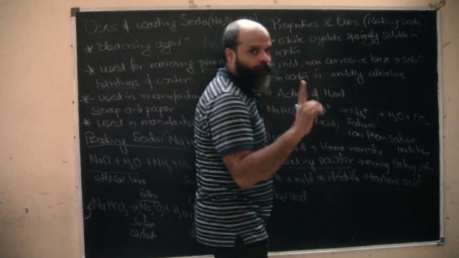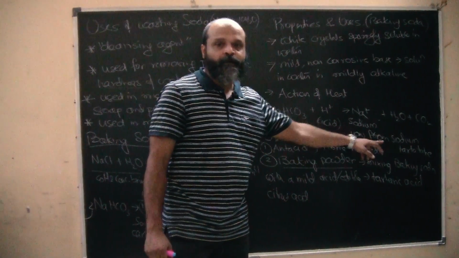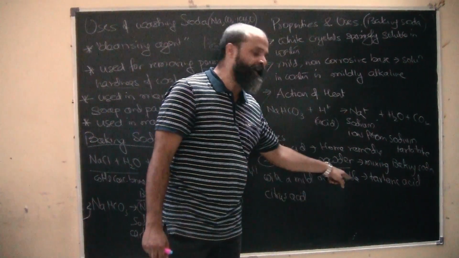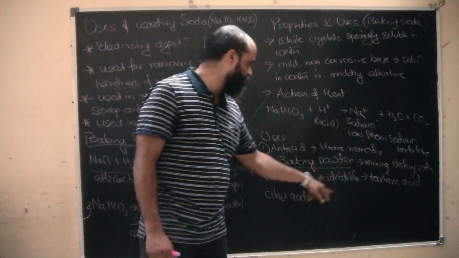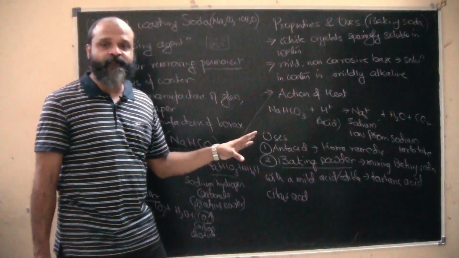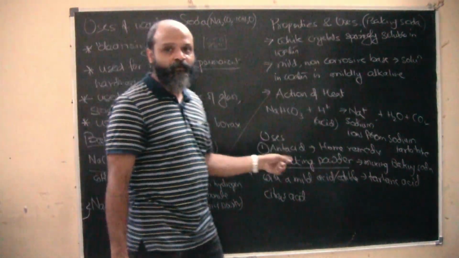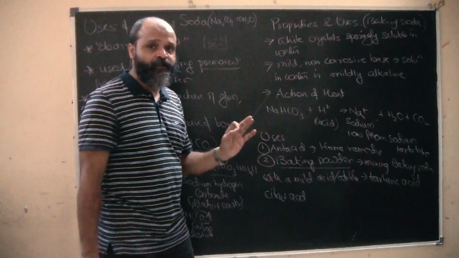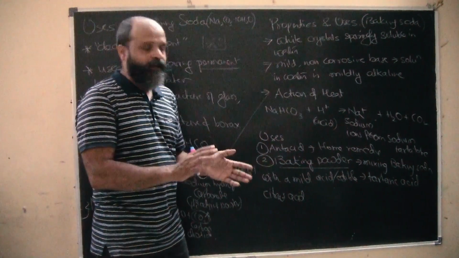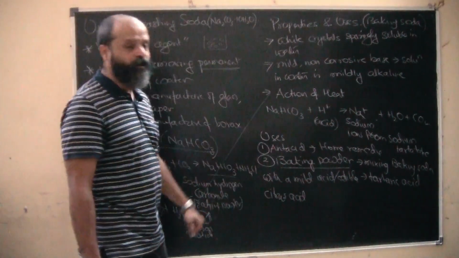So always remember, baking powder is different. Baking powder is made by mixing baking soda with a mild and edible acid like tartaric acid or citric acid, okay. However, baking soda is pure sodium hydrogen carbonate. However, baking powder is a mixture of sodium hydrogen carbonate and citric acid or tartaric acid.